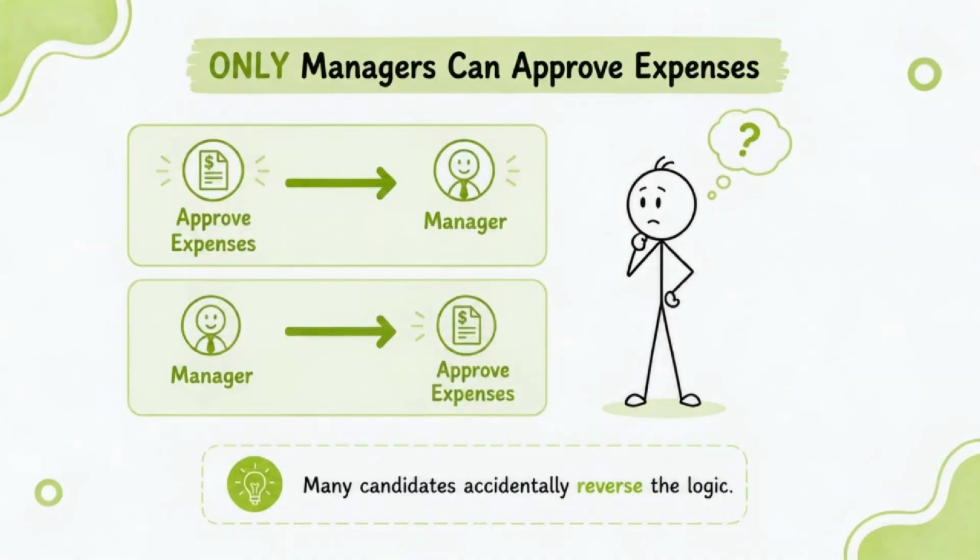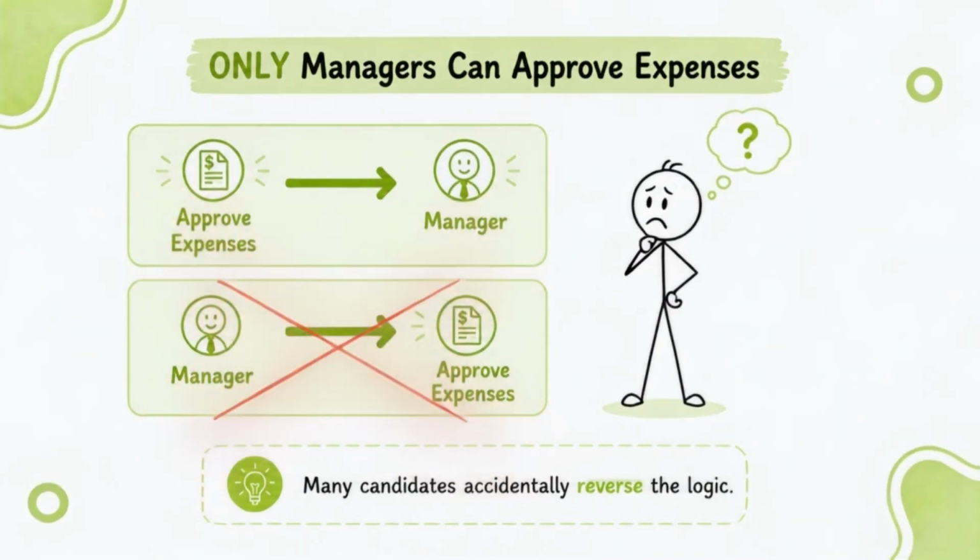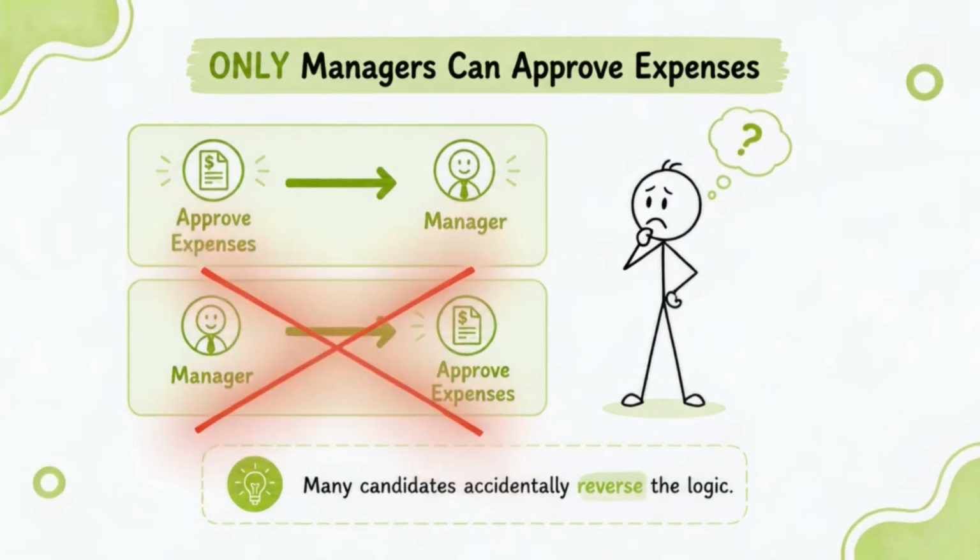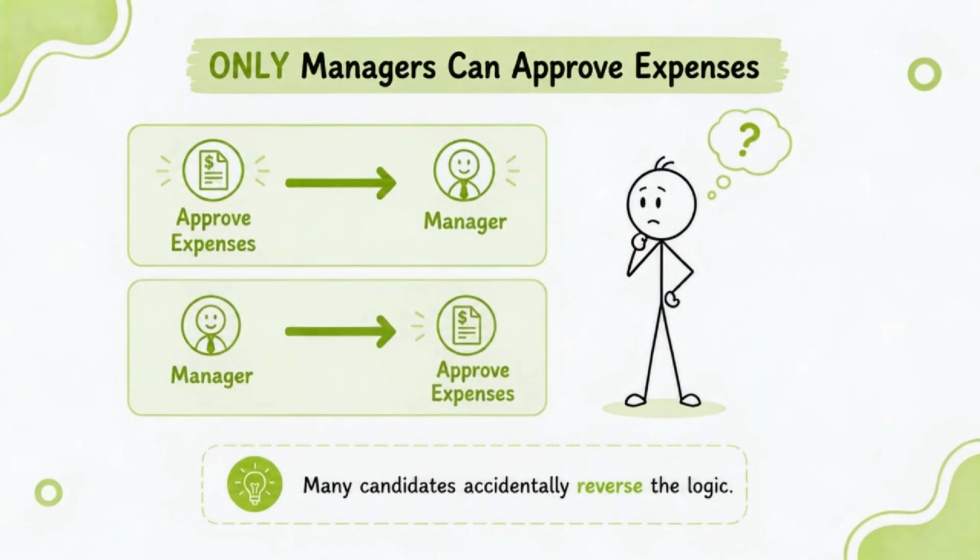For example, only managers can approve expenses. This means approve expenses implies manager. Many candidates accidentally read it as manager implies approve expenses. Those are completely different statements. Train yourself to slow down whenever you see these keywords. They're often where SHL hides the trick.